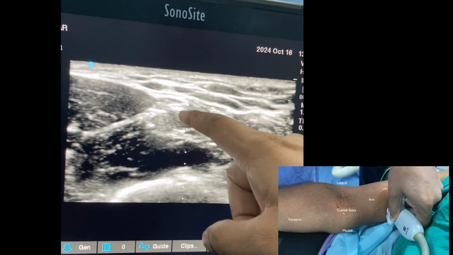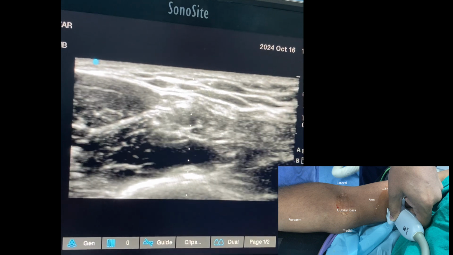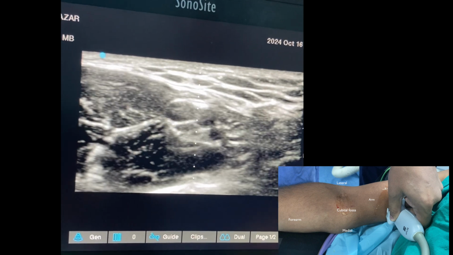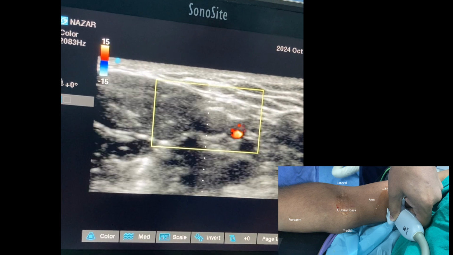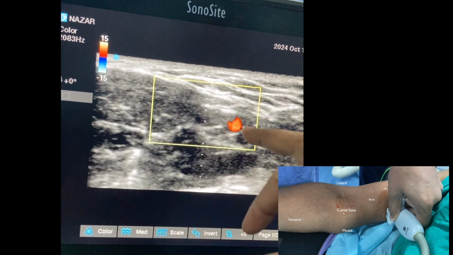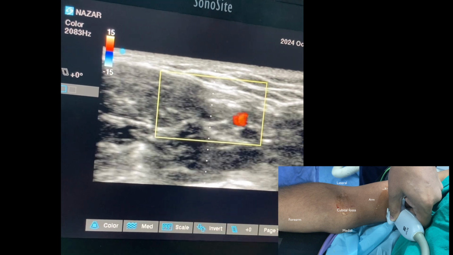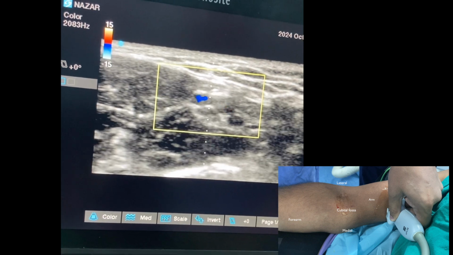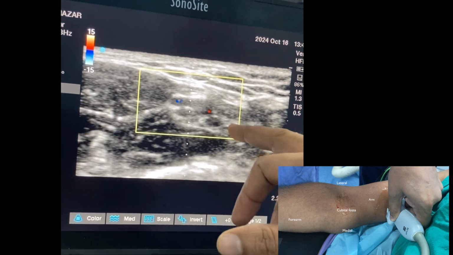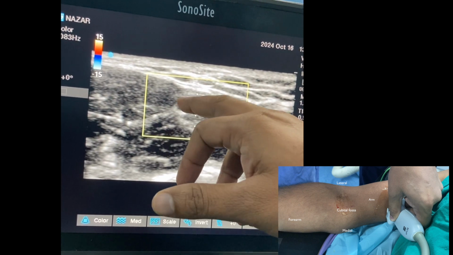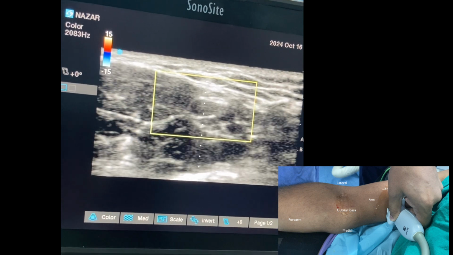You have to identify it on the medial aspect of the arm, and if you apply the color, then you can further differentiate the brachial artery and the veins. So here we can see the two veins. One is the brachial vein, another one is the basilic vein.